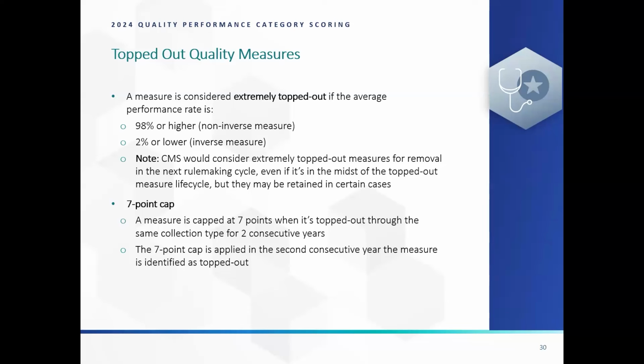I just want to note that there is a 7-point cap. A measure is capped at 7 points when it's topped out through the same collection type for 2 consecutive years. The 7-point cap is applied in the second consecutive year the measure is identified as topped out. Next slide, please.